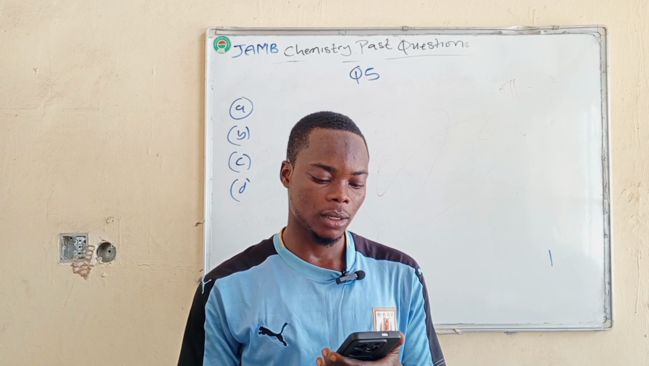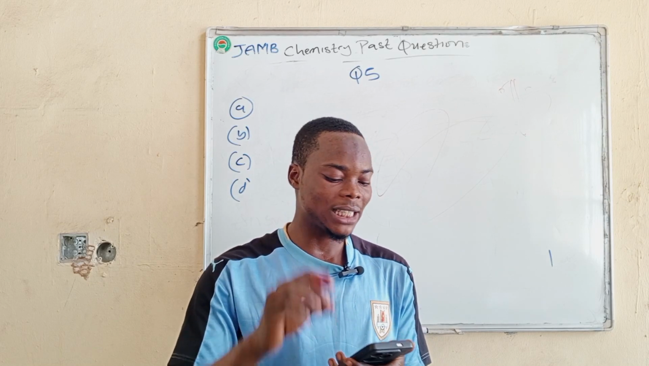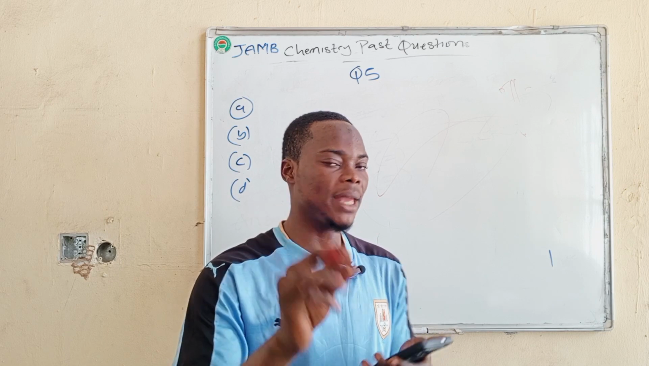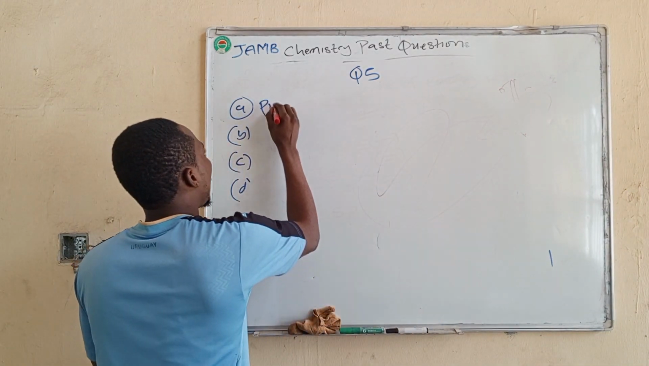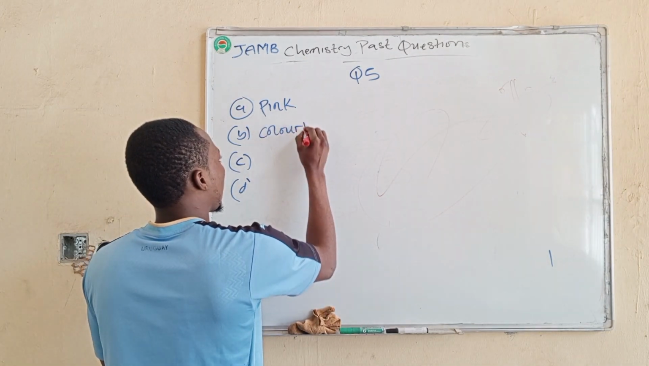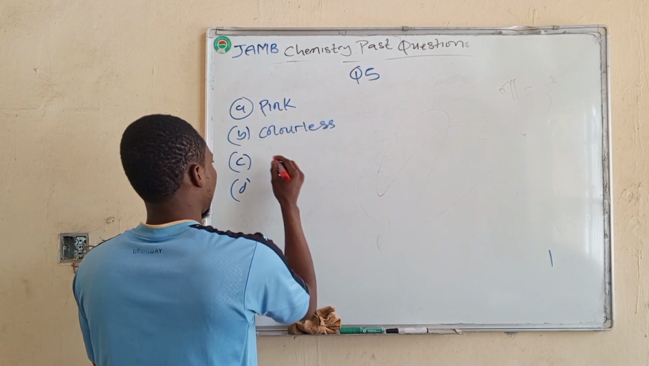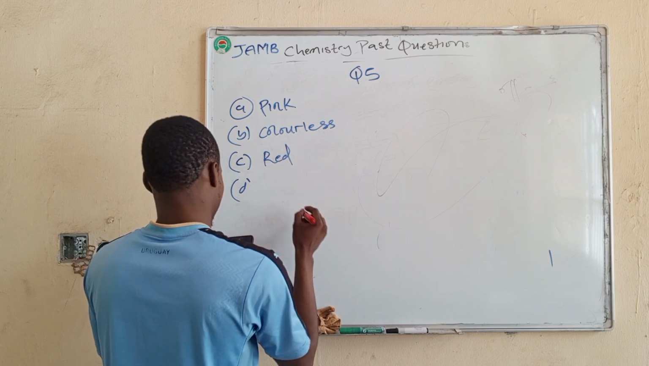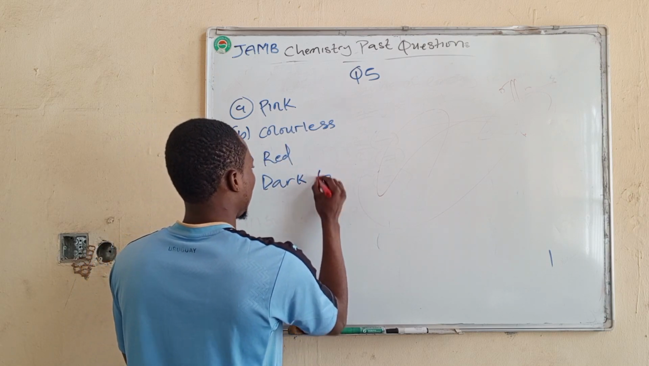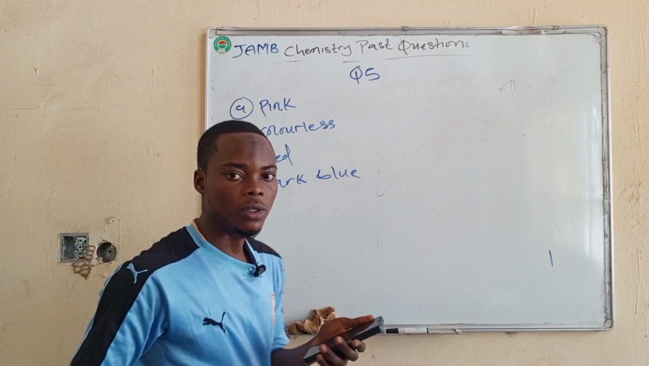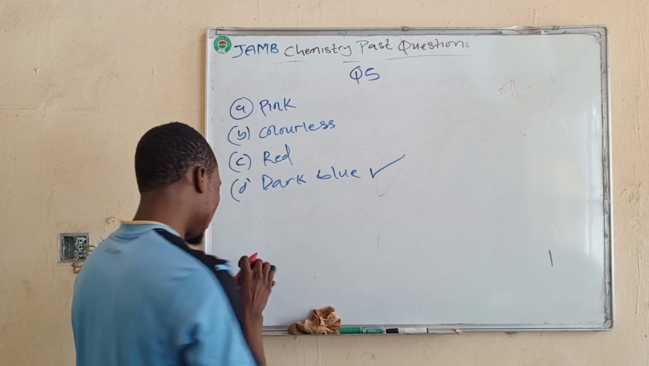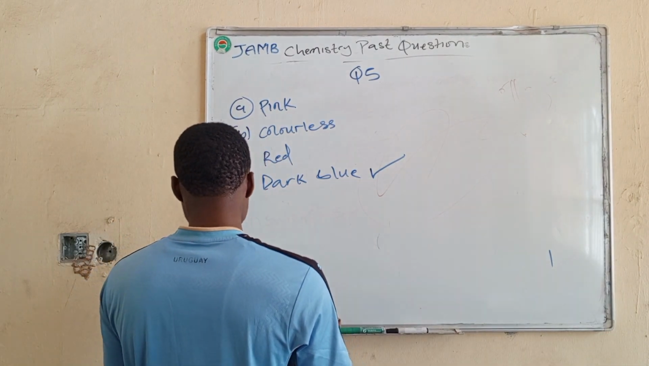Question 5. Chlorine gas turns a damp starch iodide paper to what? A. Pink, B. Colorless, C. Red, D. Dark red. Dark blue rather. So the answer here is dark blue. The dark blue color is that of the displaced iodine.